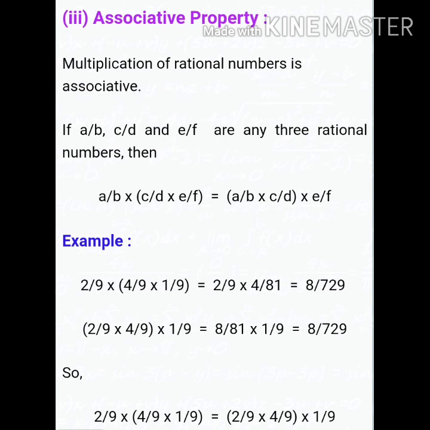Now we will solve the same values, but we will place the brackets around the first two values. So first of all, we will solve the values which are in brackets. These are 2 over 9 multiplied by 4 over 9. The answer will be 8 over 81. After that, we will solve 8 over 81 multiplied by 1 over 9. The answer will be 8 over 729. Both answers are equal, that means multiplication of rational numbers is associative.